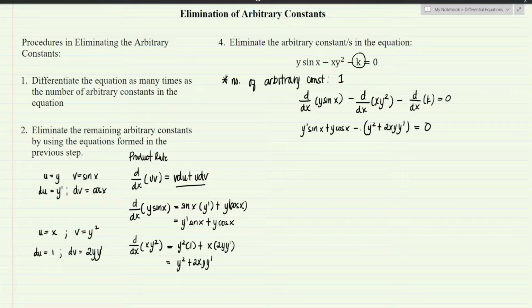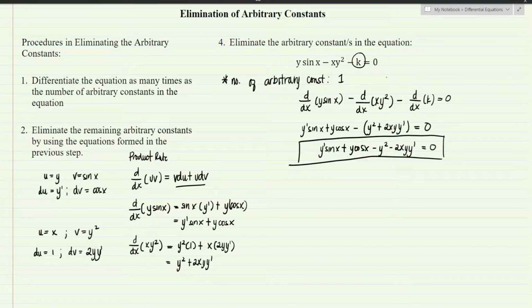Next step here is we'll distribute this negative sign here to these two terms. So I will have here y prime sine x plus y cosine x. Then I would have here minus y squared, then minus 2xy y prime equals 0. So since this first order differential equation no longer contains an arbitrary constant, this would be our final answer. Let's now proceed to the next problem.